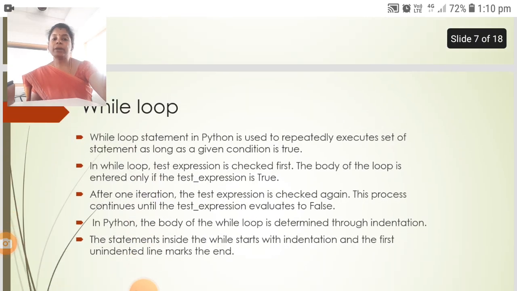The while loop. The while loop statement in Python is used to repeatedly execute a set of statements as long as the given condition is true. In a while loop, the test expression is checked first. The body of the loop is entered only if the test expression is true. After one iteration, the test expression is checked again. This process continues until the test expression evaluates to false.